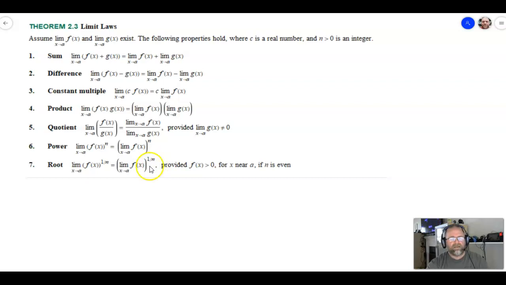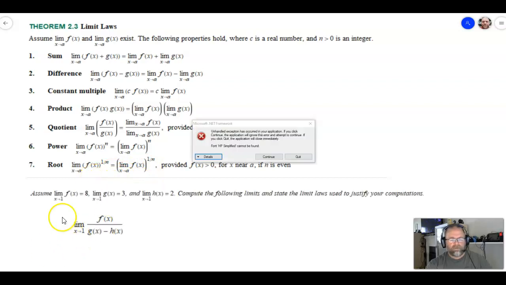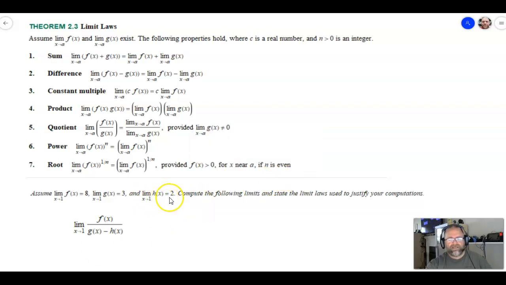positive roots. All right, so let's go ahead and look at an example here. This says assume that the limit as x approaches 1 of our function f of x is equal to 8, that the limit as x approaches 1 of g of x is equal to 3, and that the limit as x approaches 1 of h of x is equal to 2.